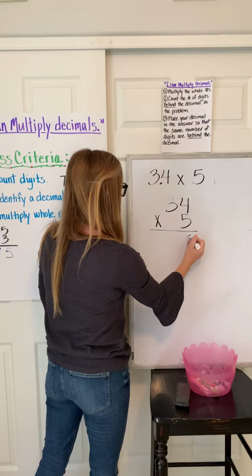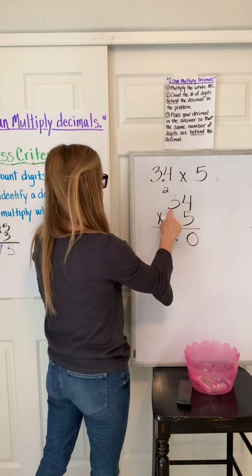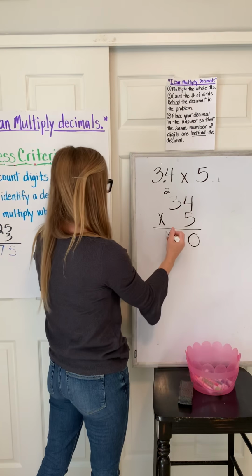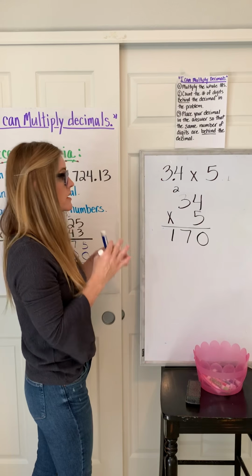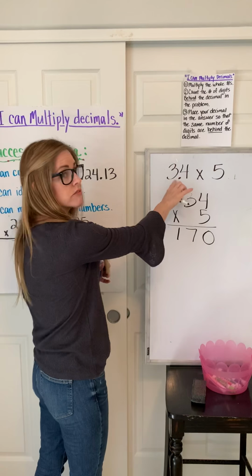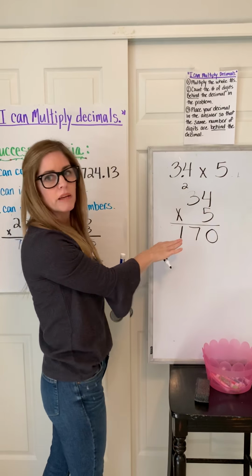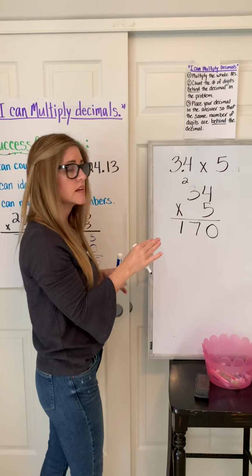5 times 4 is 20. 5 times 3 is 15, plus 2 would be 170. And you say, wait a minute, what about that decimal? Because clearly $3.40 times 5 would not be $170. So we still have to place that decimal down.